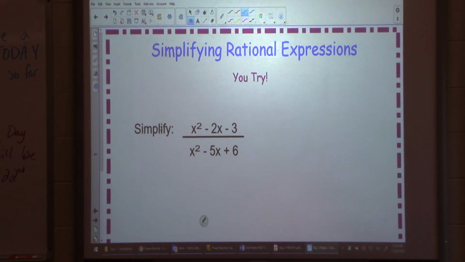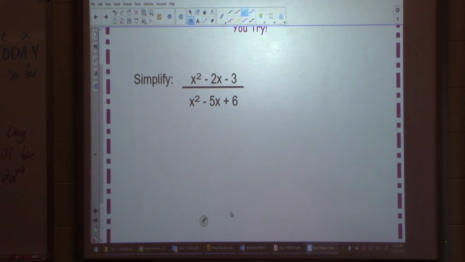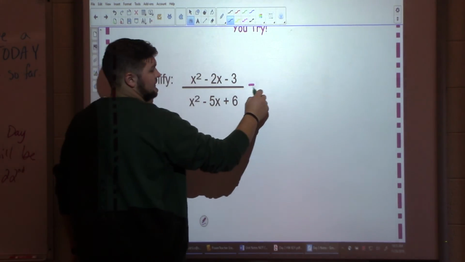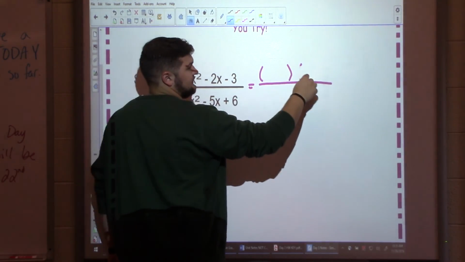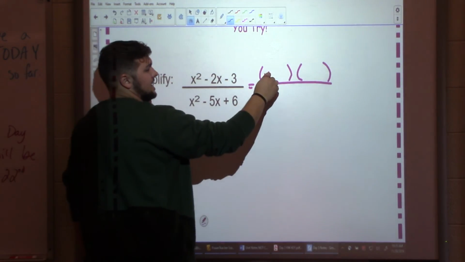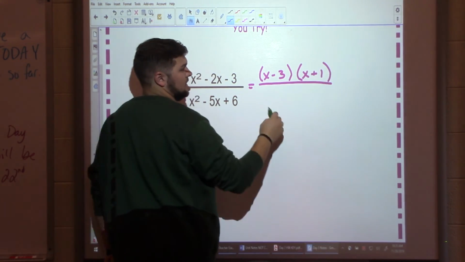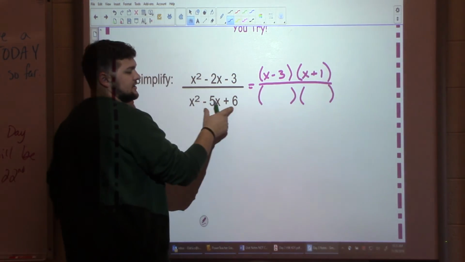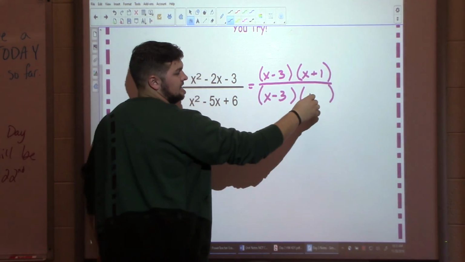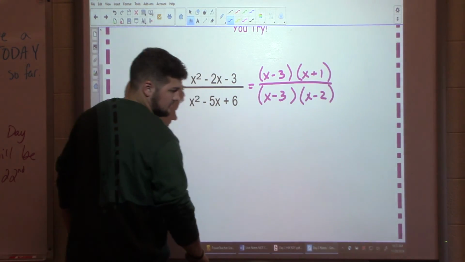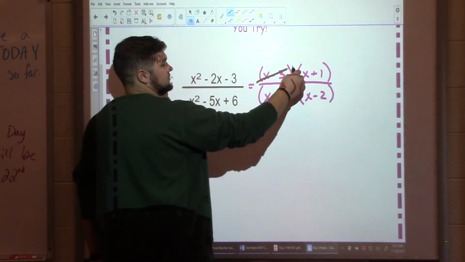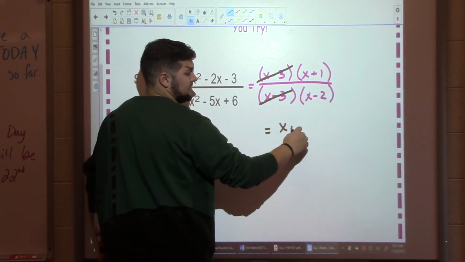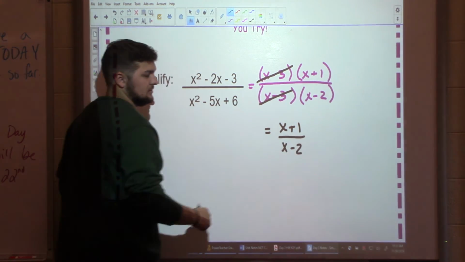Let's look at this one quickly. X squared minus 2x minus 3 over x squared minus 5x plus 6. Factor first. If I factor the numerator, I get x minus 3, x plus 1. If I factor the denominator, I should get x minus 3, x minus 2. Do I have any like terms in the numerator and denominator? X minus 3, so those both will cancel. I'm left with x plus 1 over x minus 2.